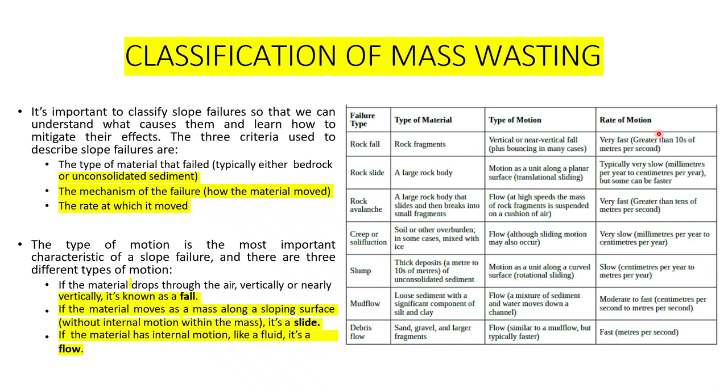The rate of motion is the speed at which material moves during the mass wasting event. The rate of motion can vary widely from very slow to very fast. Rock fall. Rock fall is a type of mass wasting that occurs when a large rock falls from a cliff. This is quite common. If there are any rocks that fall from a cliff, from the fracture, we call it rock fall.